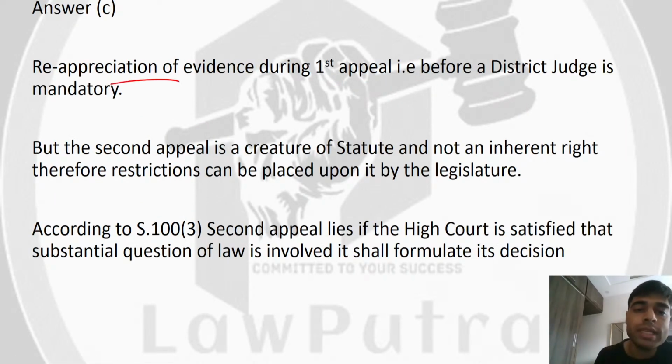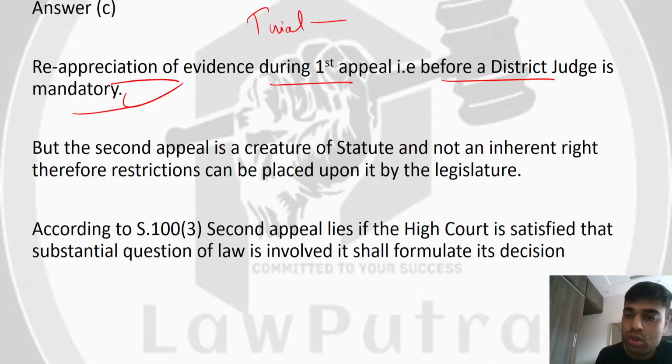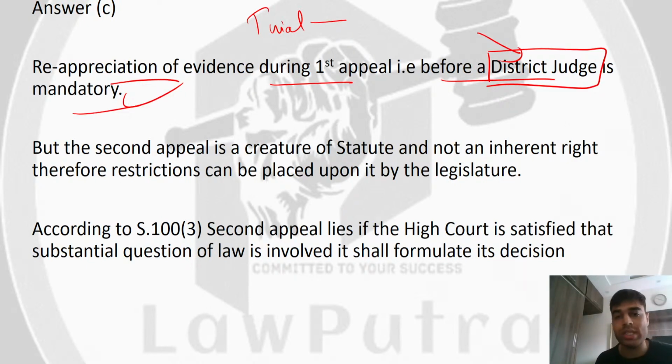Now see, reappreciation of evidence during first appeal, that is before the district judge, is mandatory. So let's say the trial court, that means the civil judge, has passed a decree and it goes to the district judge, then the appeal has to be made to the district judge. Then the district judge has to consider all the evidence which was given in the trial court, all that evidence again. So as if there's a retrial.